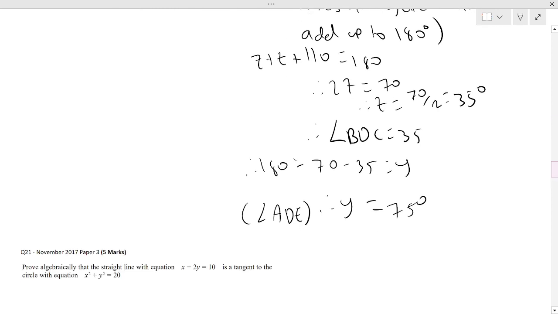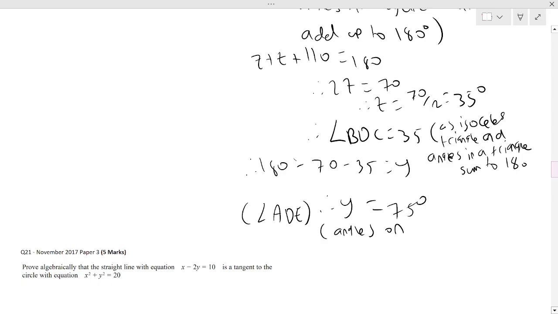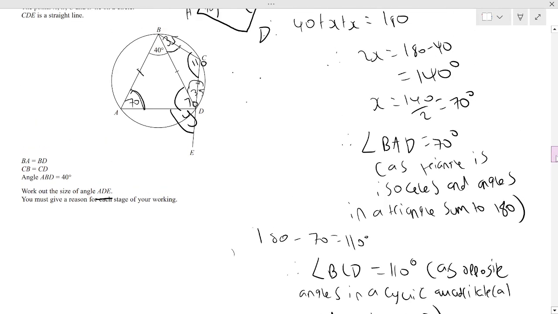And the reason for that is going to be as angles. I should have written a reason here, so my apologies. Again, that's because it's an isosceles triangle and angles in a triangle sum to 180. And this will be because angles on a line add up to 180. And there we go. Lovely. So that wasn't really a circle theorem question because it was asking about angles in triangles, isosceles triangles, angles on a line. The only one we used was the cyclic quadrilateral one.